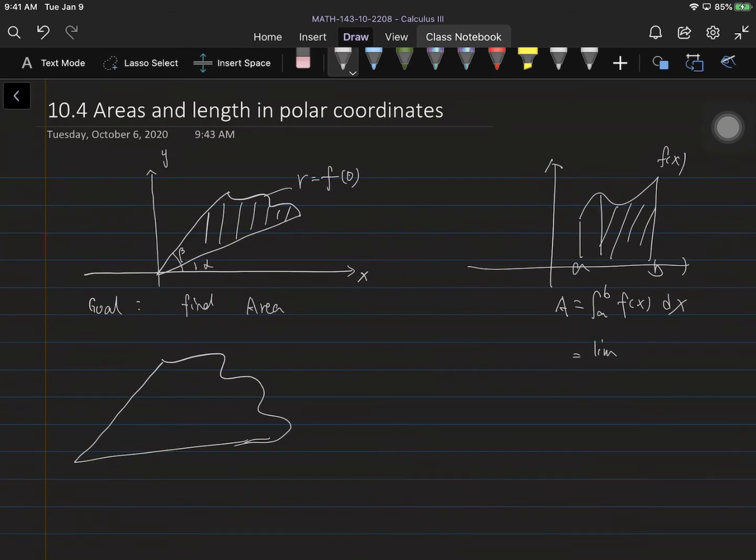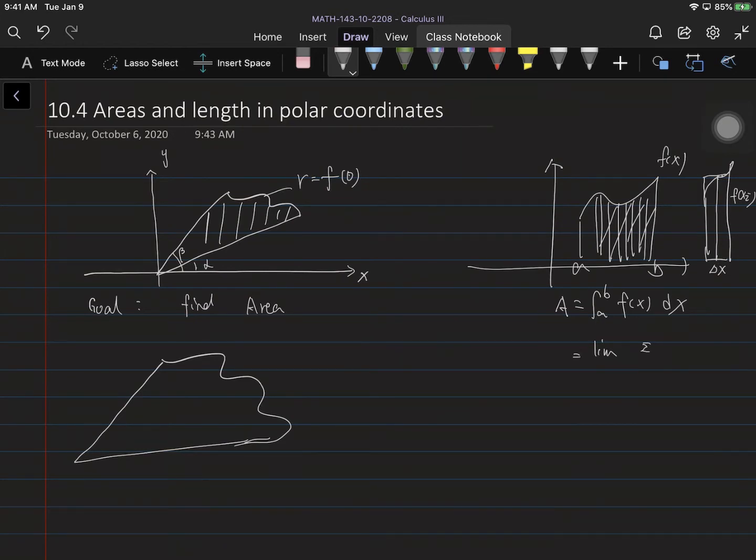We cut this into small pieces. And we take each small piece out, and we treat each small piece as a rectangle, like this. The base length is delta x, and the height is f(xi), okay? And then we did a Riemann sum.